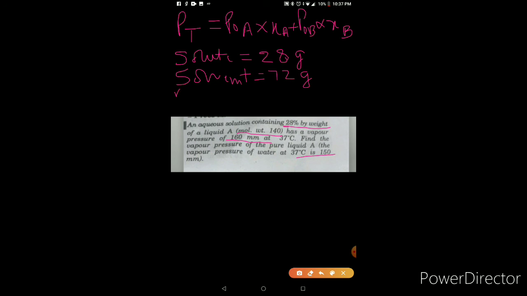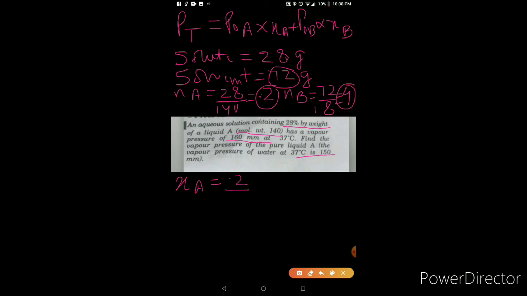Now we have to find the number of moles of the A component, that is the solute component. 28 is the solute, and the molar mass given is 140. This comes out to be 0.2. Then the number of moles of the B component: 72 grams is the B component, and the molar mass is 18 as it is water. So this comes out to be 4. So 0.2 and 4. Now we can easily find the mole fraction of the A component. The mole fraction of A is equal to 0.2 divided by the total number of moles, 4 plus 0.2, that is 4.2.